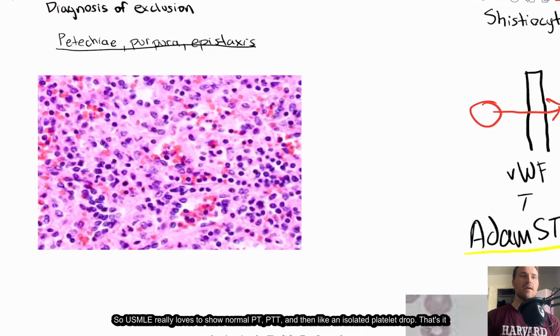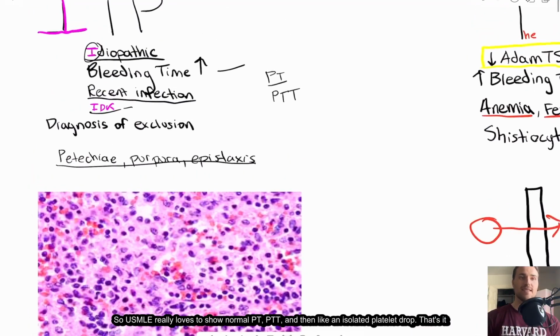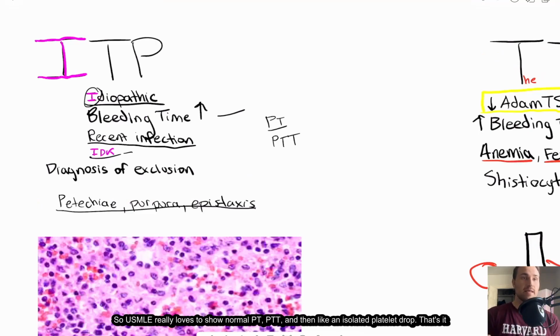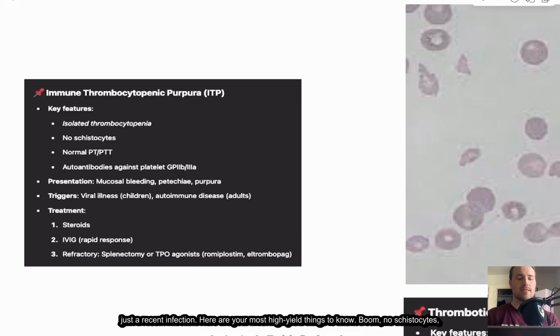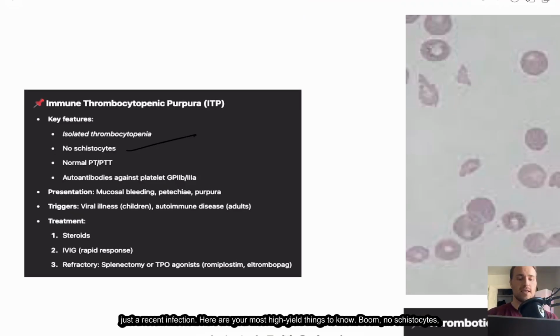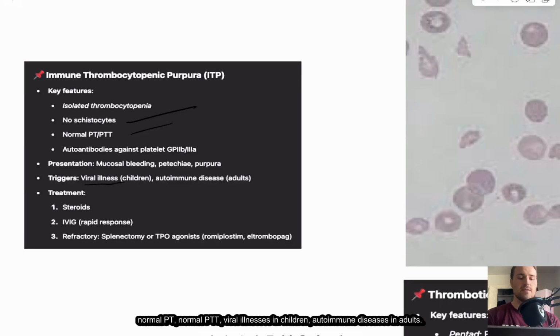USMLE loves to show normal PT, PTT, and then an isolated platelet drop, that's it, with increased bleeding time. Idiopathic, I don't know. Everything seems normal, just a recent infection. Here are your most high yield things to know. Boom, no schistocytes. Normal PT, normal PTT. Viral illnesses in children, autoimmune diseases in adults. That's all you need to know for step 1.